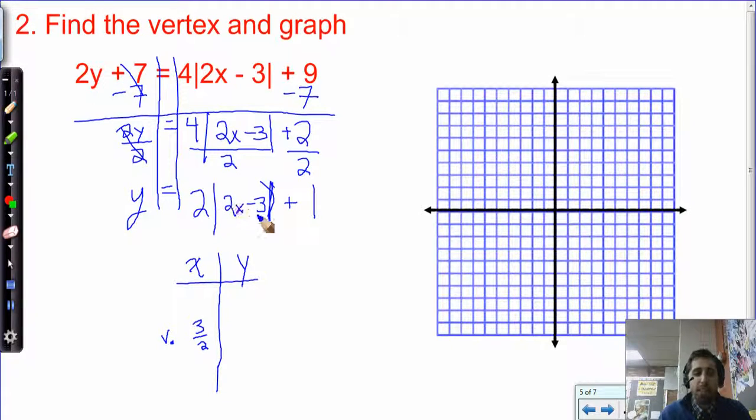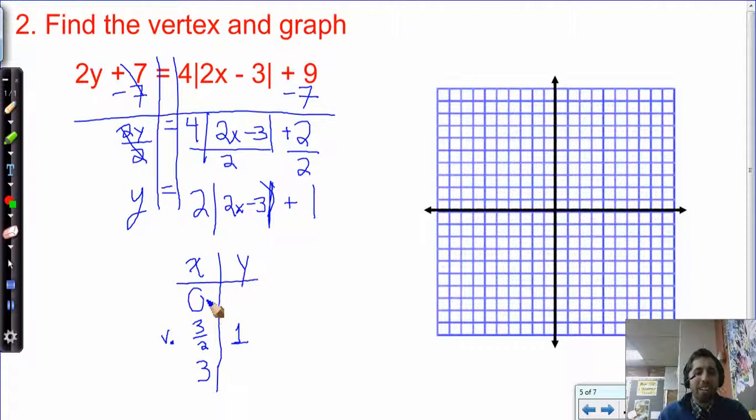Absolute value of 0 is 0. 2 times 0 is 0. 0 plus 1 is 1. Now let's choose some easier x values. We need a smaller and a bigger, so I'll choose 0, and we'll do 3 as well. Those will work. It won't be symmetrical points because they're not the same distance. Oh, they are. They are the same distance. So they'll be symmetrical.